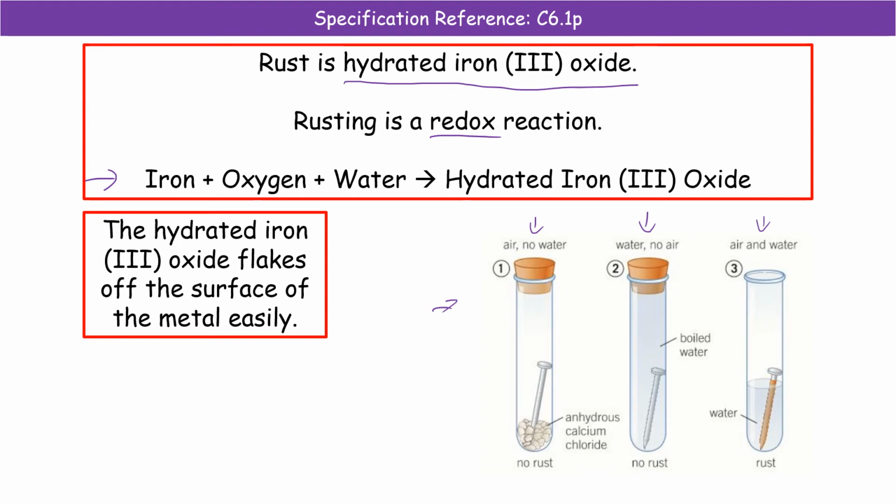Because we need oxygen and water for rusting to occur, the only one that has rust is the tube with air and water at the end. The others, there would be no rust. Because in this first tube, what we've got is this anhydrous calcium chloride that absorbs any water present in the tube. So there's no water to react, the iron will not react. In our second tube, what we've got is boiled water, so we've removed the oxygen. Again, we can't rust if there's no oxygen present. So no rust if there's no water, no rust if there's no oxygen, rust if both are present.